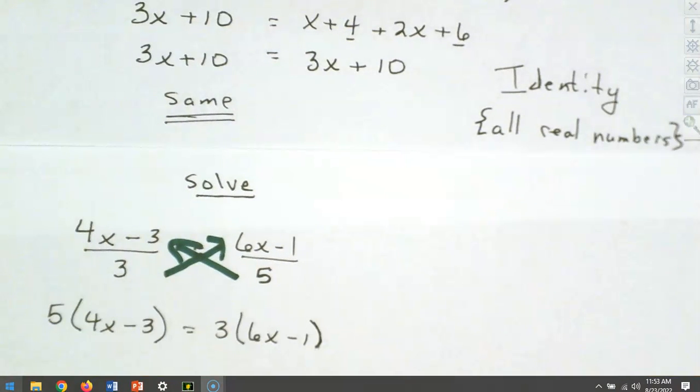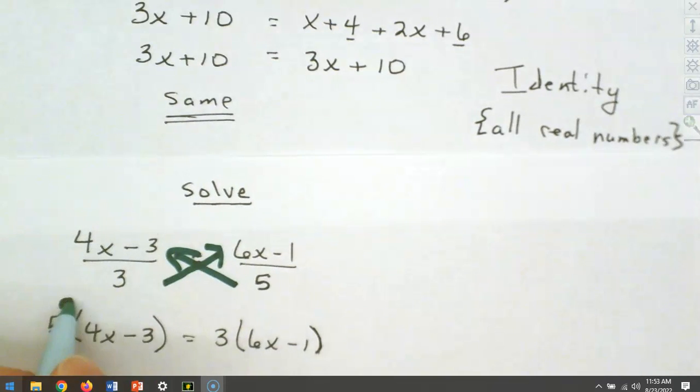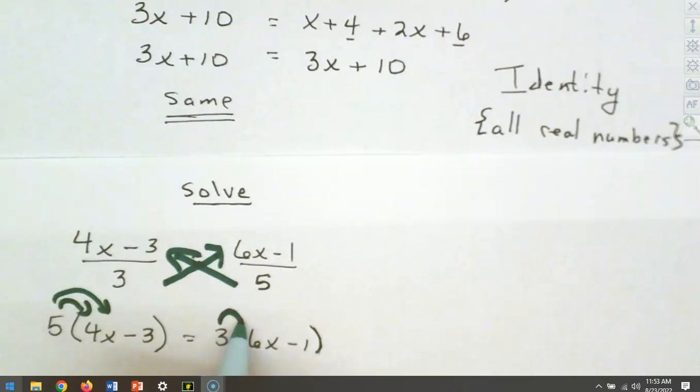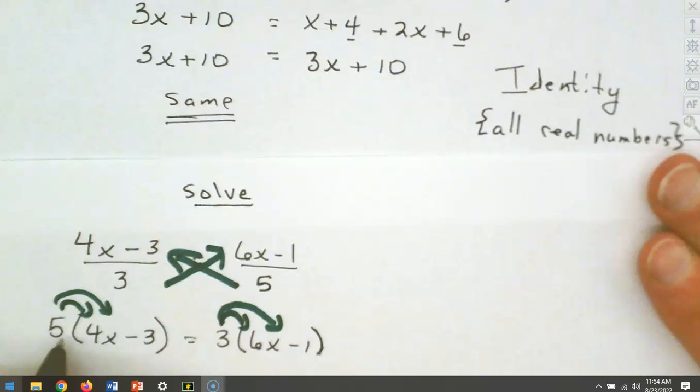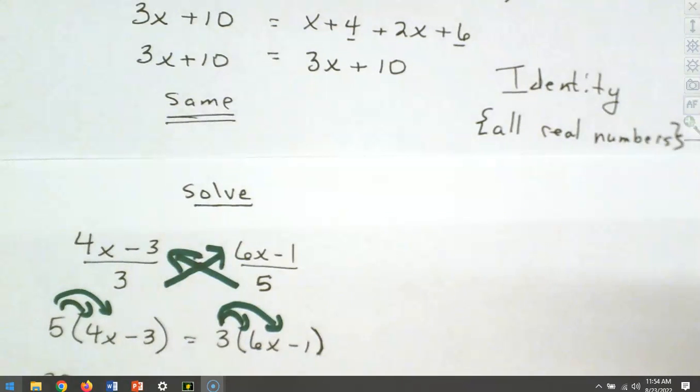Okay. So simple enough there. Now we should know what to do. Now once you hit this step, what do you do? You distribute the 5 through and the 3 through. Distributing the 5 through, we get 5 times 4, so that's a 20x. 5 times a negative 3, that's a negative 15. 3 times 6, that makes it an 18x. And 3 times a negative 1, well, that's a negative 3.